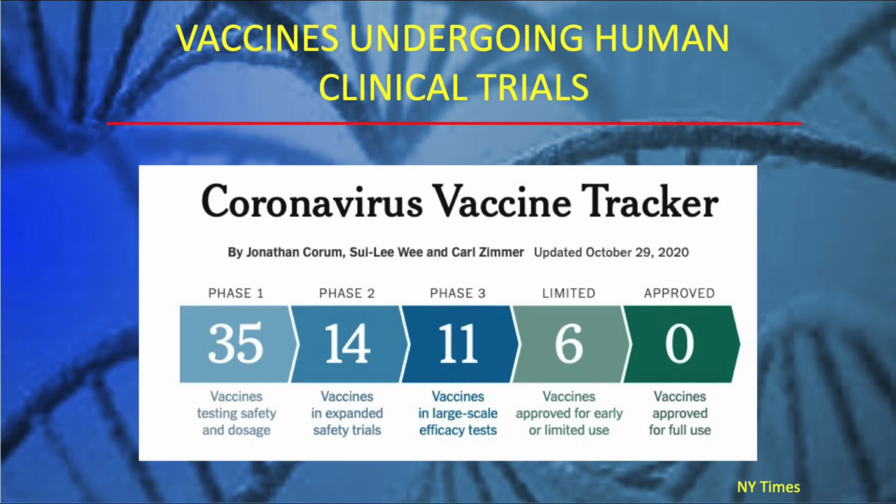There are 11 vaccines in Phase 3 human trials where scientists give the vaccine to thousands of people, and this trial is designed to determine if the vaccine protects against coronavirus.